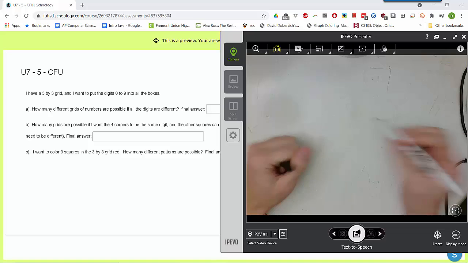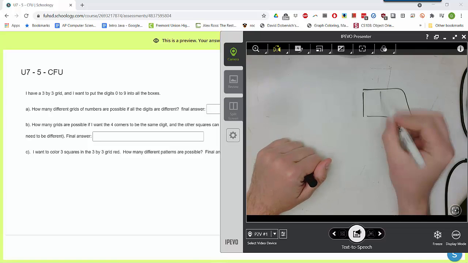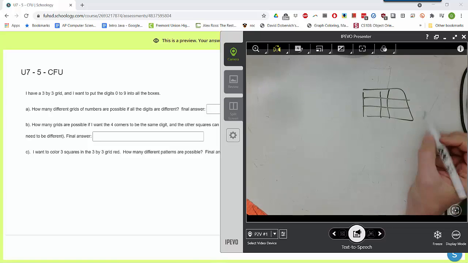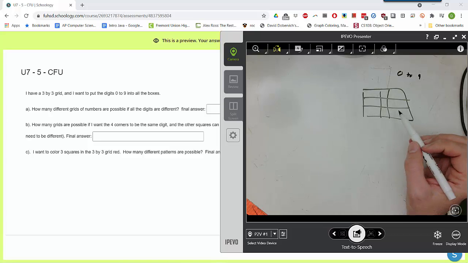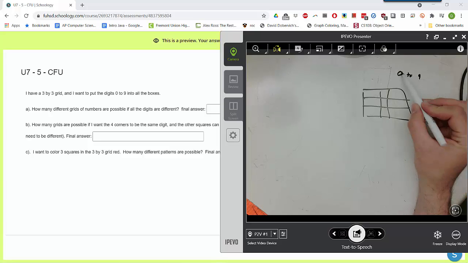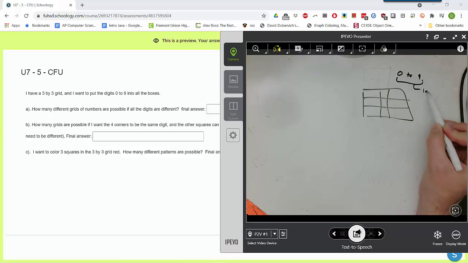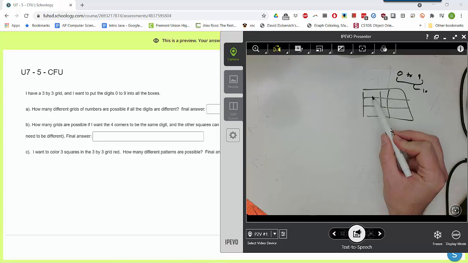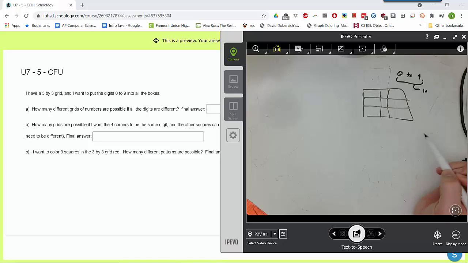All right, last problem. I have a 3x3 grid. Let's draw it just so we can think about it. So here's a 3x3 grid. There's 9 boxes. I want to put the digits 0 to 9 into all the boxes. How many different grids are possible if all of the digits are different? Well, first let's observe there's 10 actual digits here, so one of the digits is going to get left out. If I start with 0, I can only make it up to 8, and then 9 doesn't get to be in the grid. So I'm going to select amongst these digits and try to put 9 of the 10 into those boxes.